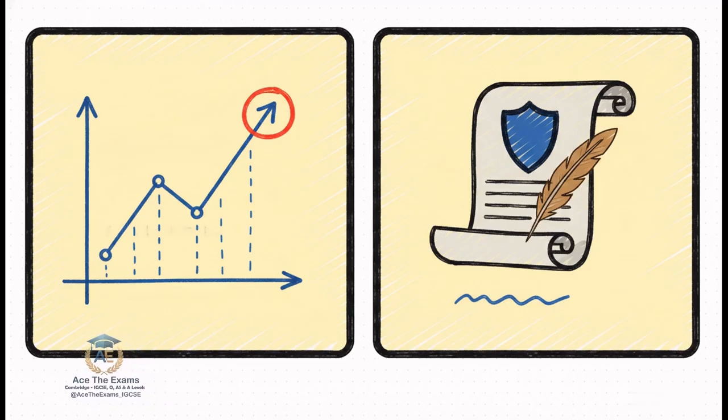Finally, Step 4 is examiner wording. You have to use exam-safe language when you're talking about things like reliability and accuracy. Please, whatever you do, don't say to make it better. Instead, say to reduce percentage uncertainty, or to improve reliability by taking an average. This specific, precise vocabulary is exactly what that examiner's red pen is searching for.